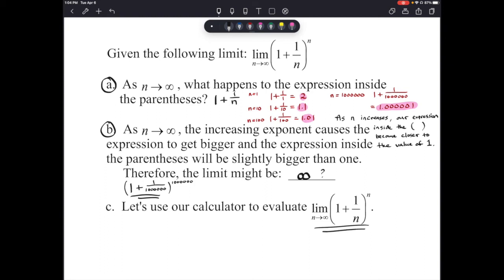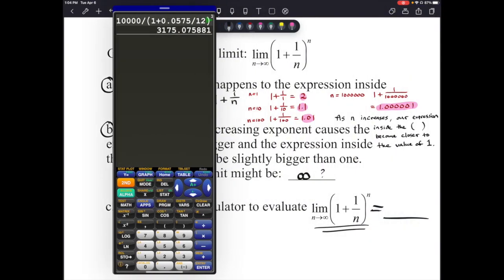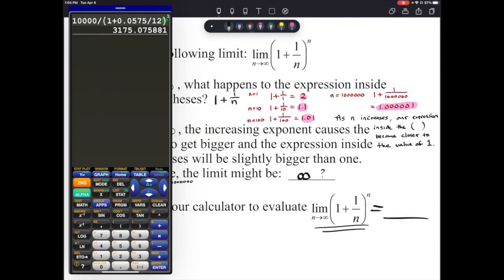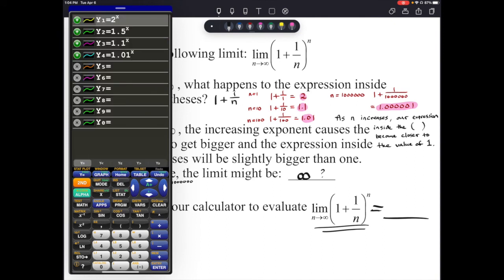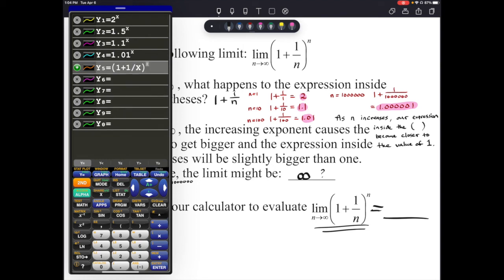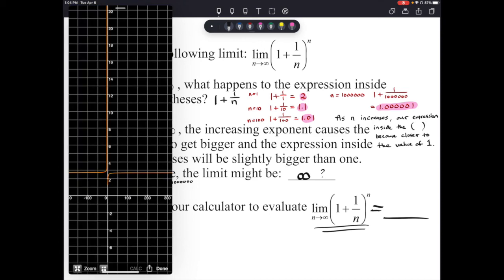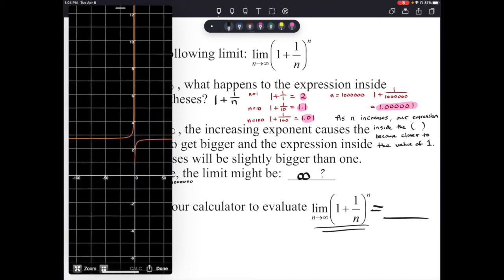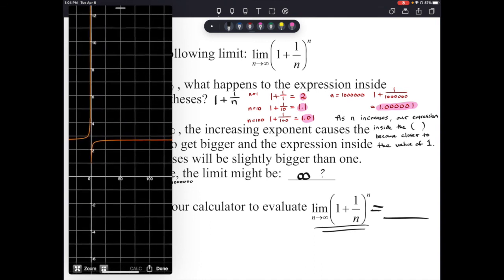Let's do this. Okay, so we want to know, what is this going to equal? So let's get out our calculator. I'm going to do it on the left side this time. Let's go into our y equals, and you can deactivate or clear out any graphs that you have in there. And remember, we can't use n's, we're going to use x's. I'm going to say 1 plus 1 divided by x, and then I'm going to raise it to the power of x. And when we graph it, it looks a little different, right?